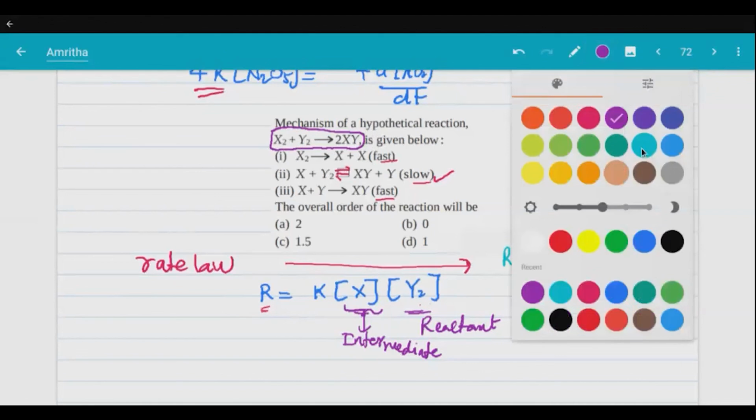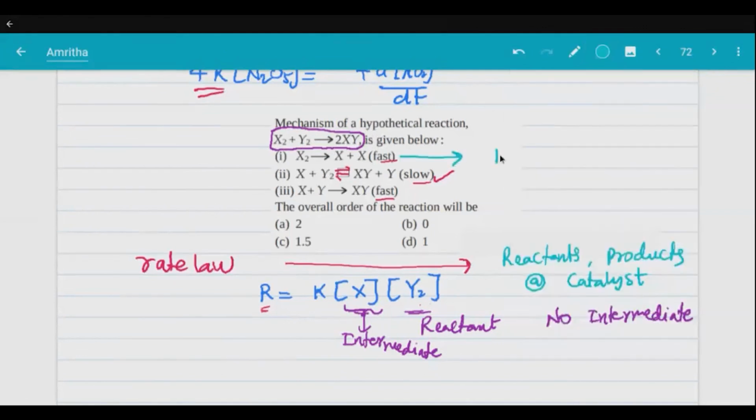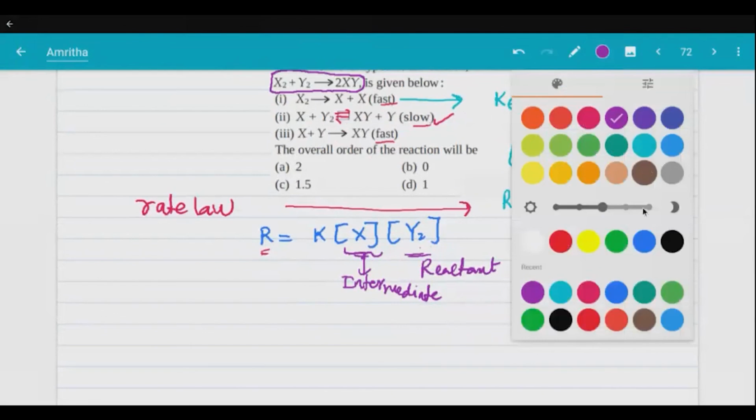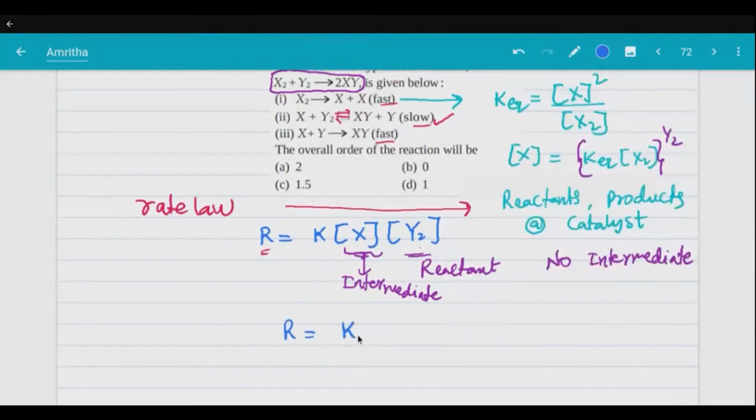So what we have to do, we have to replace that. From this step, what I'll write is K equilibrium is equal to X square by X2. What is X from this expression? X is K equilibrium into X2, power 1 by 2. So we will substitute this X. R is equal to K into K equilibrium.